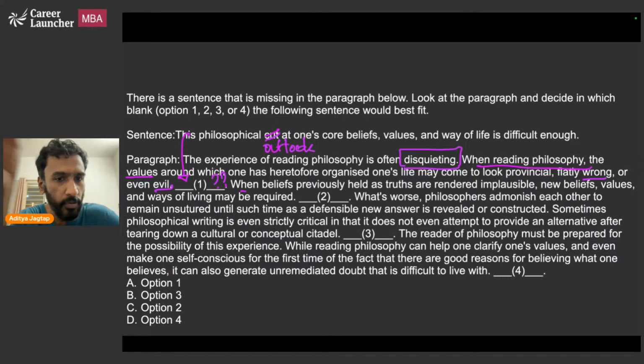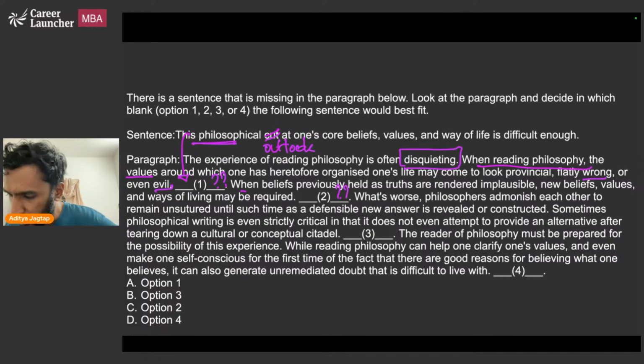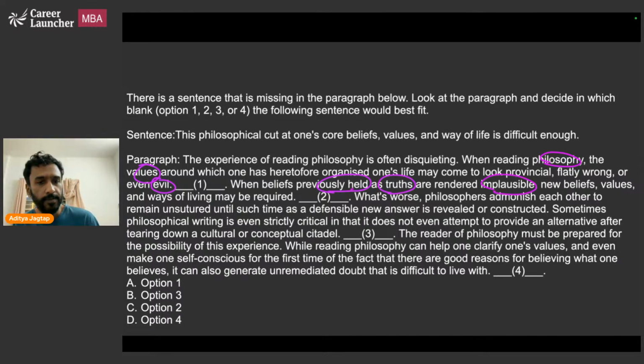What's worse compared to what? Compared to what negative thing came prior, right? So maybe we can have this sentence X with this philosophical cut placed here as well, right? This philosophical outlook or cut may refer to philosophy proving values as evil, or it may refer to previously held truths as implausible. Correct? So this sentence can go in this position or in this position as of now.